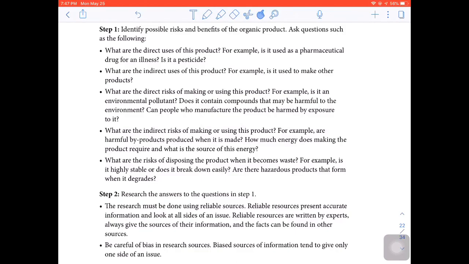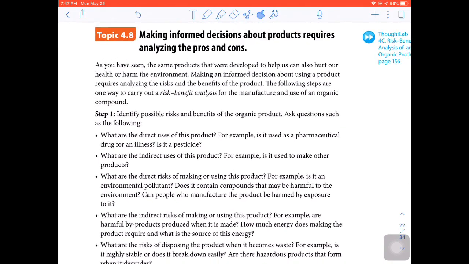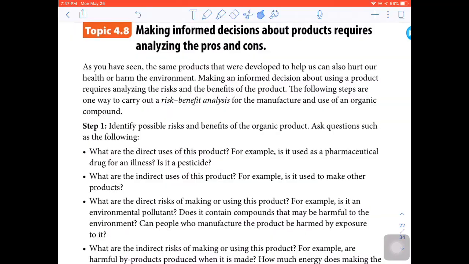So part of our responsibility as a chemist is to try to decide whether or not we should be making some of the stuff that we make. Right?